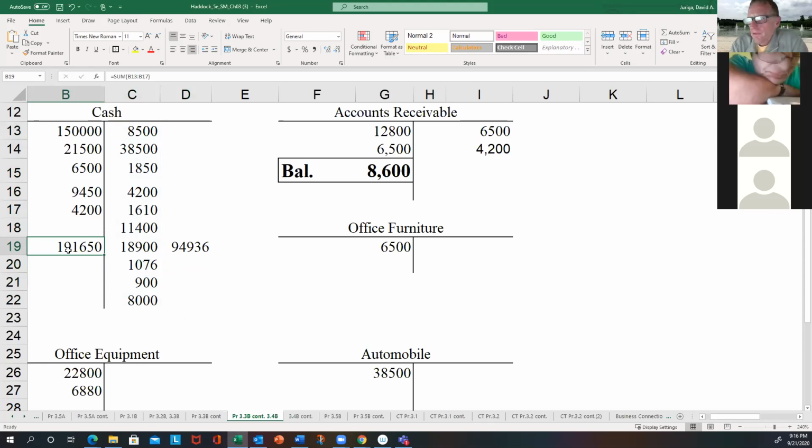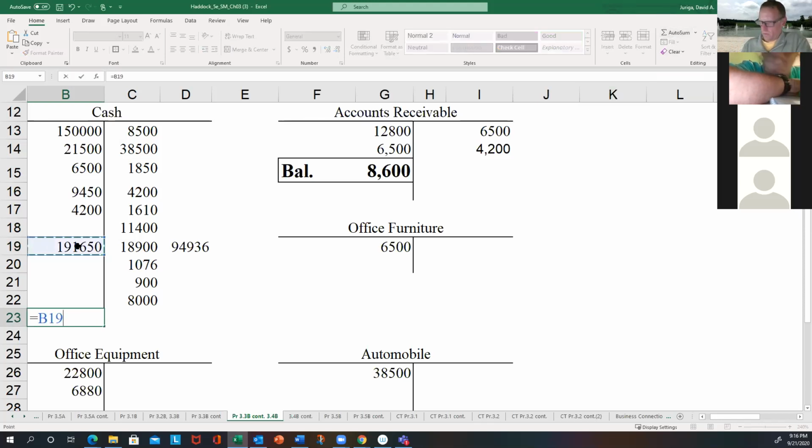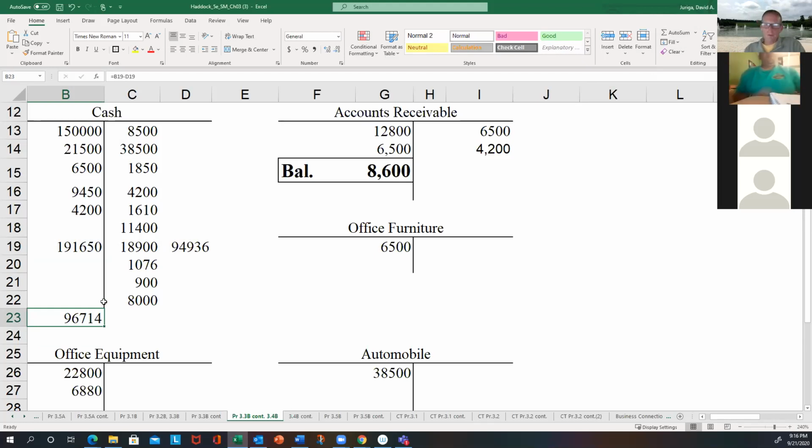Okay. That's correct. So if you add up your debits and you get 191,650, and you add up your credits and you get 94,936, what's the last step we have to do to get the final balance? Subtract. Okay. So just remember, you always subtract the smaller from the larger. So 96,714. Okay, let's see if that's right. There you go. And you should say debit. Yes, debit. You got it. Very good.